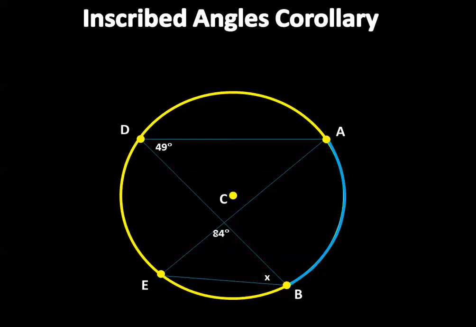I know that these vertical angles, not inscribed yet, those are going to be congruent. They're both going to be 84. Well, look right here. I know that these inscribed angles are intercepting the same arc.